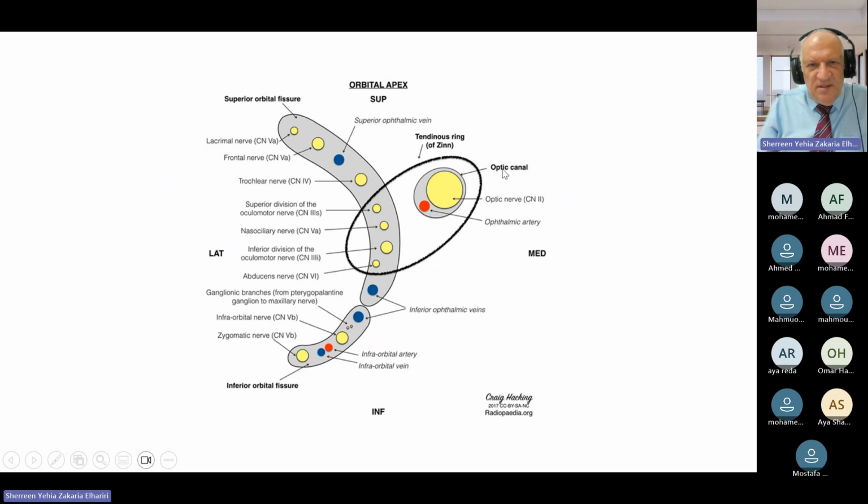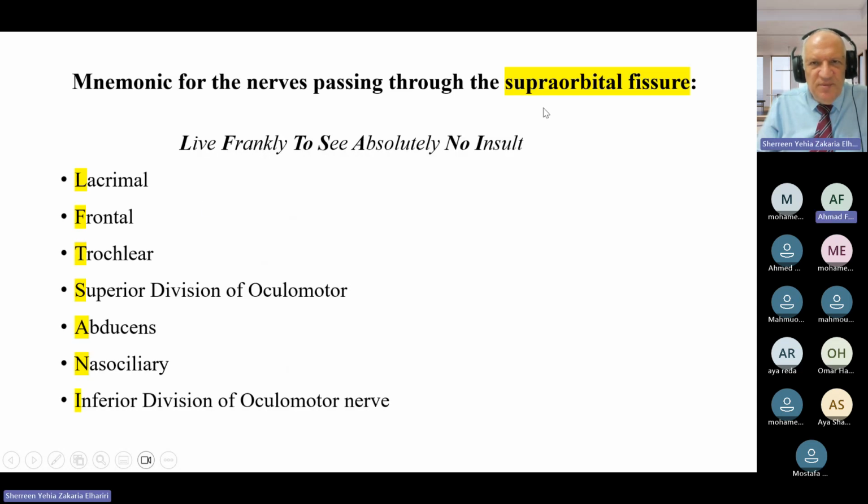Superiorly, if you see the optic canal or the optic foramina, which artery passes in this optic canal? Ophthalmic artery. It arises from the internal carotid. Yes, this is easy. And they have the optic nerve. Of course, the superior orbital fissure has a lot of nerves and branches you need to know. So for the superior orbital fissure, just remember you have lacrimal, frontal, trochlear, superior division of oculomotor, abducent, nasociliary, and inferior division of oculomotor.